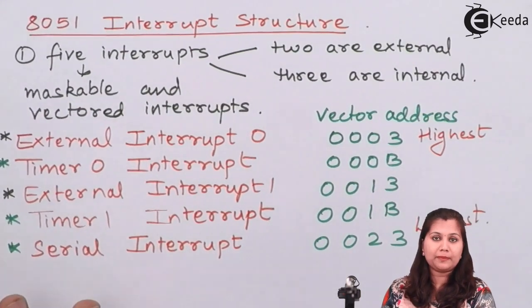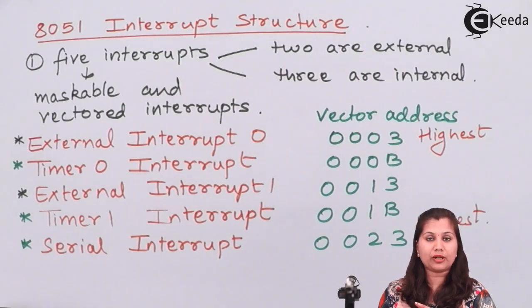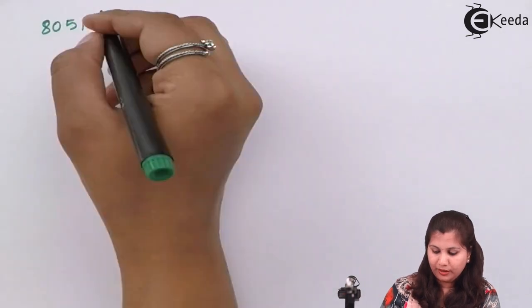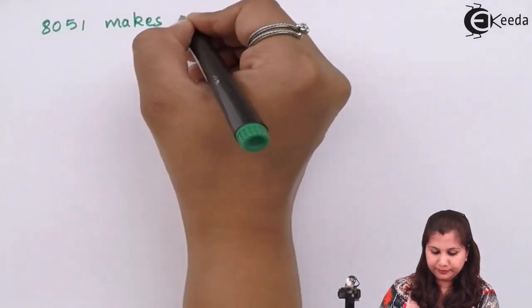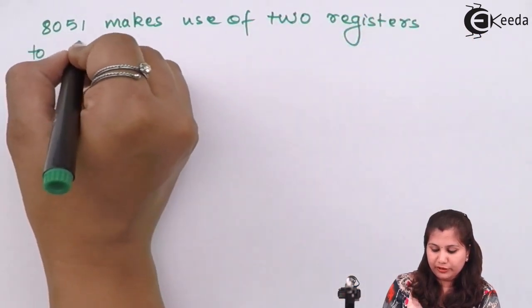Other than these 5 interrupts, we have 2 registers in 8051. These 2 registers are used for all the processing of the interrupts in 8051. These 2 registers, IE and IP, are used for enabling or disabling the interrupts or to decide the priority among the interrupts. So 8051 makes use of 2 registers to deal with the interrupts.